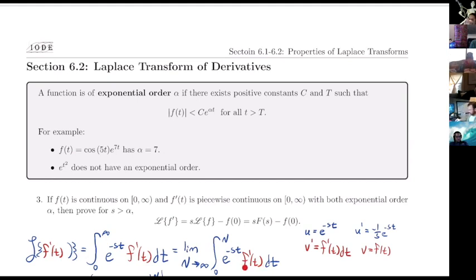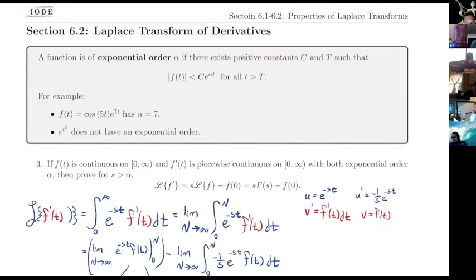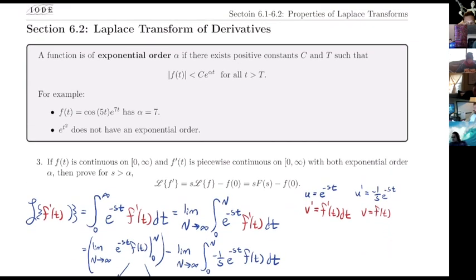This is a good candidate to use integration by parts on, because we are taking the integral of a function times the derivative of a function, and that's a really great setup for integration by parts. So we could define u as e to the minus st, and v prime as f prime. And then with integration by parts, we can put it into this form: our uv minus the integral of u prime v.